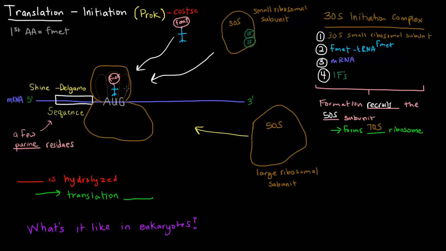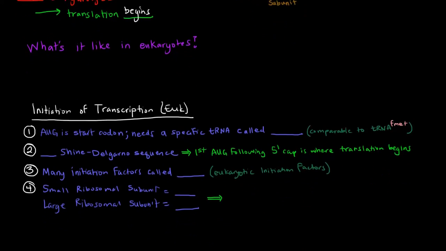So now, once this happens, there is a GTP on one of these initiation factors. So if we have initiation factor here, there is a GTP that is on these initiation factors. So this GTP is going to be hydrolyzed to a GDP and an inorganic phosphate, and then translation begins. That's pretty much it. How is this different in eukaryotes? There are a few key differences.